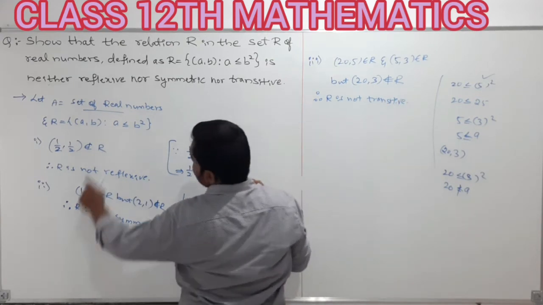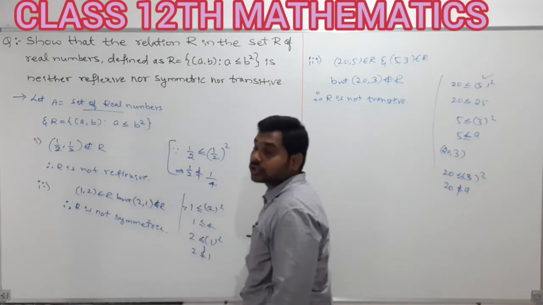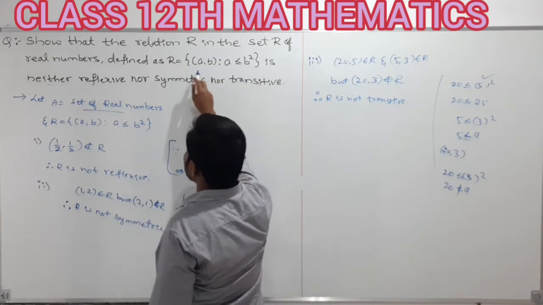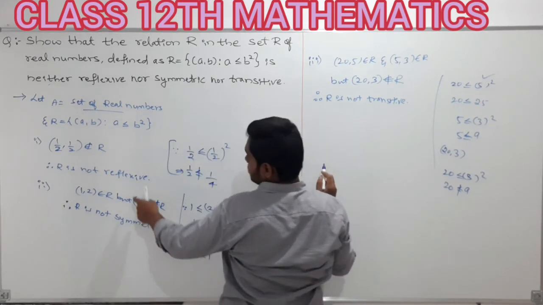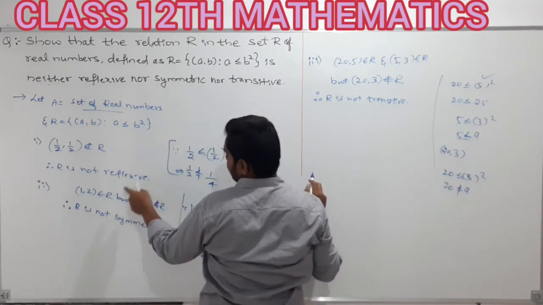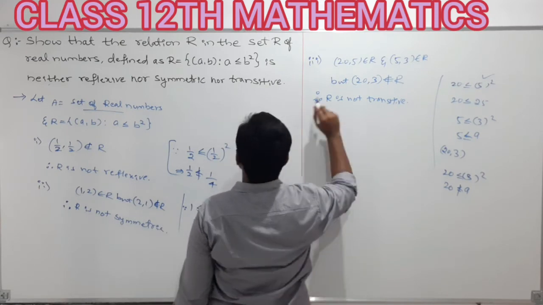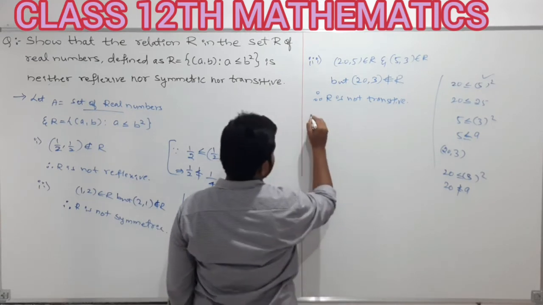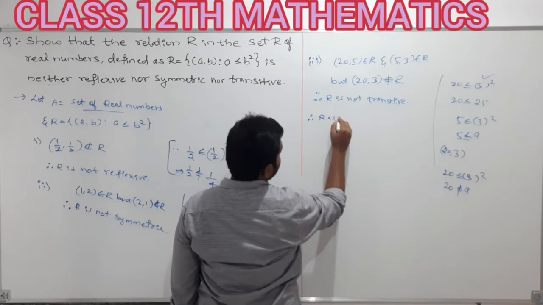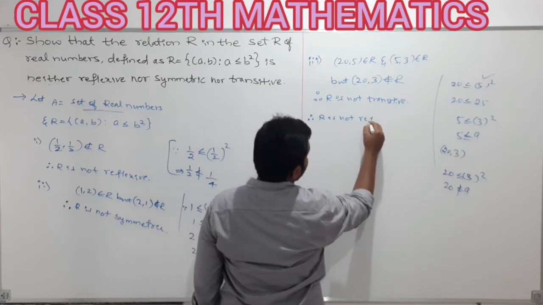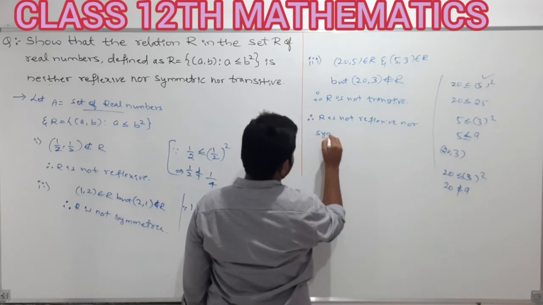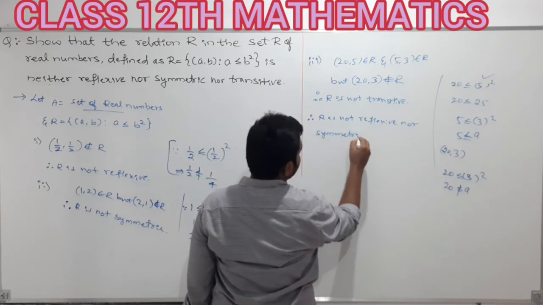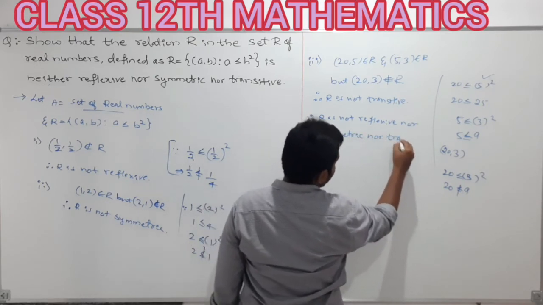So my dear students, what they asked in the question, they asked you to show whether the given relation R is reflexive, symmetric, transitive. So here, since we proved that R is not reflexive, nor symmetric, nor transitive.